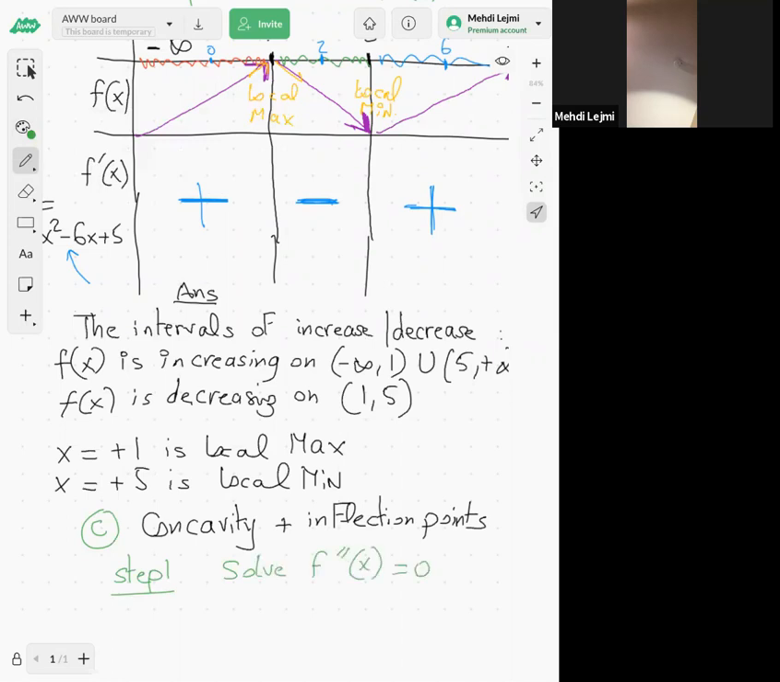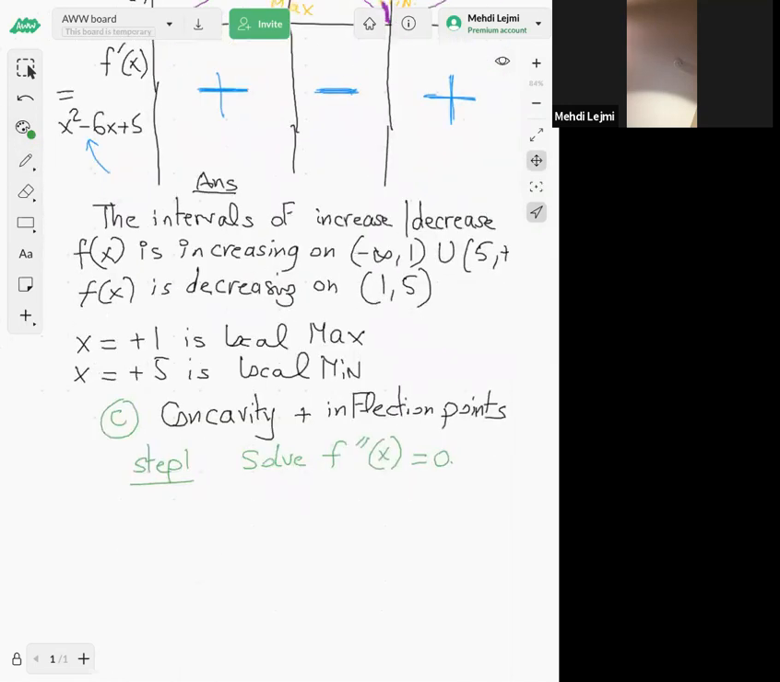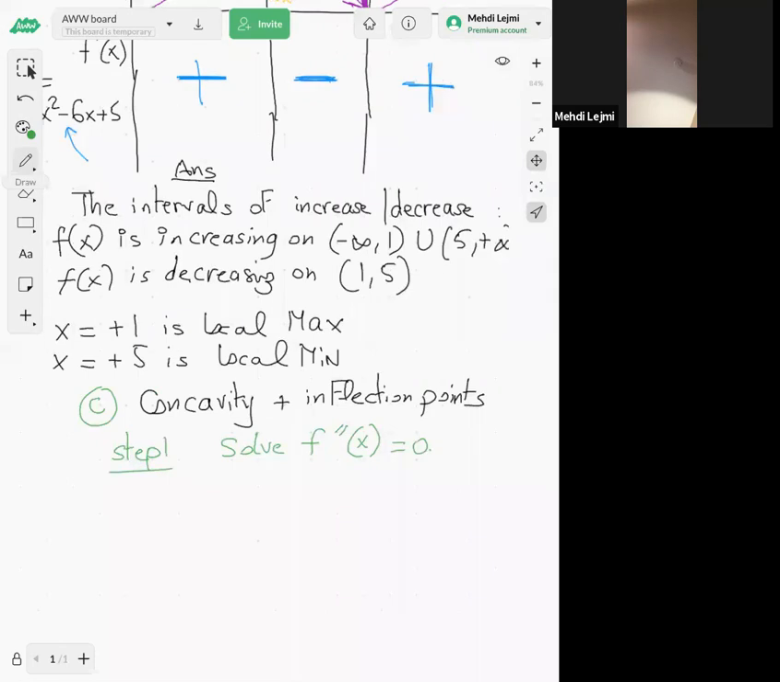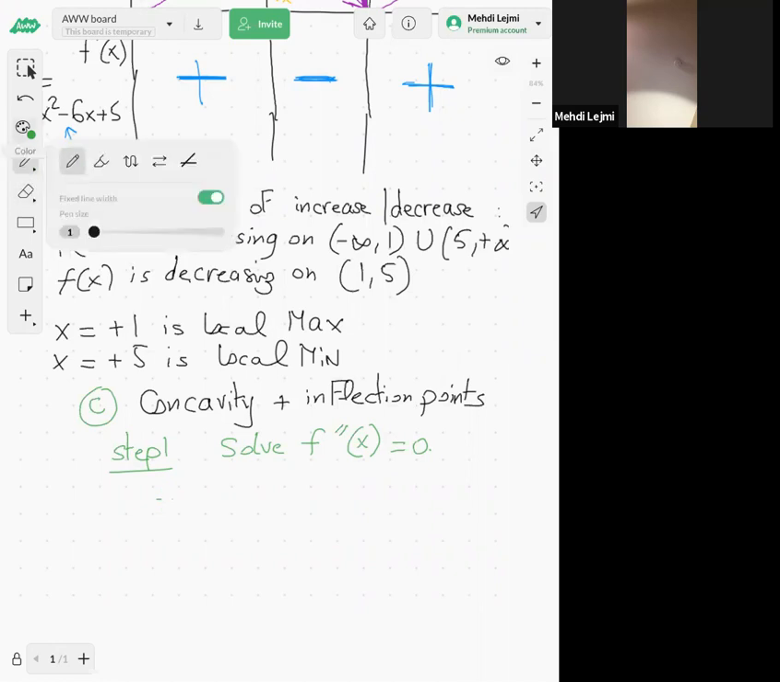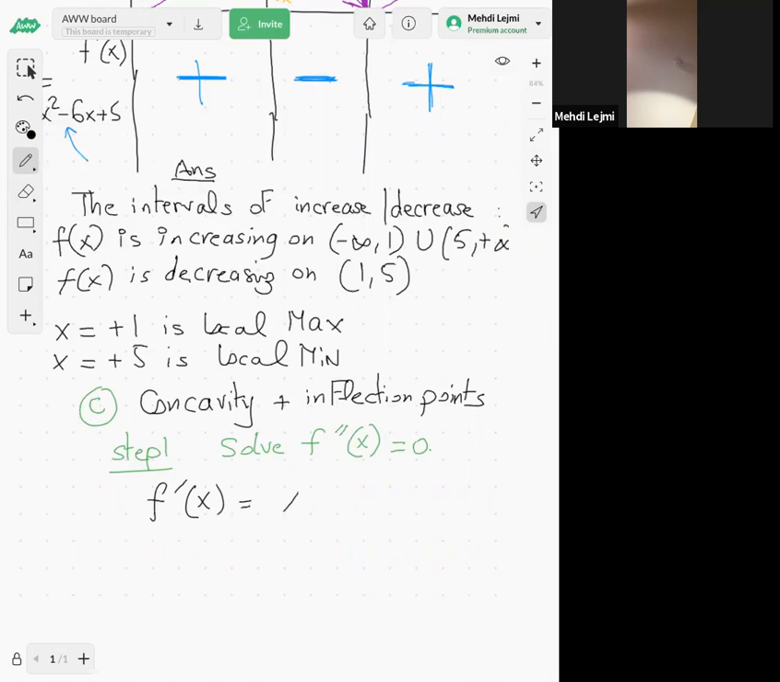And then in the second step, you have to make a chart for f second, right? So first, let's solve f second. So what's f second? Well, f prime of x is x squared minus 6x plus 5, right? Now, f second of x. So derivative of x squared, yes.